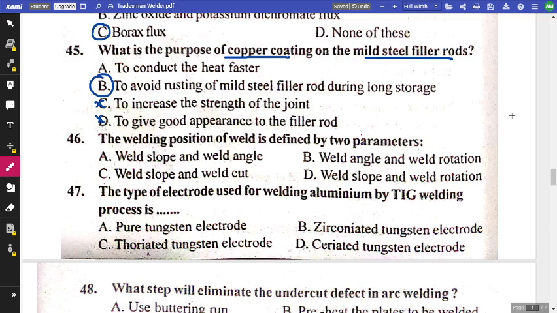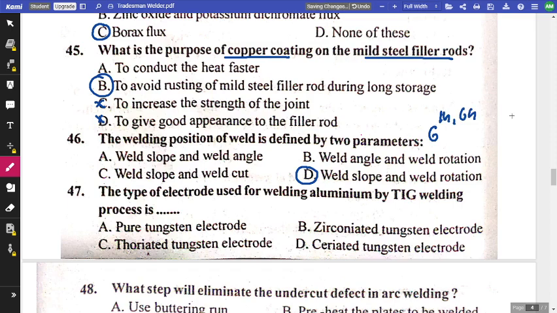The welding position of the weld is defined by two parameters. Options: weld slope and weld angle, weld rotation, weld slope and weld cut, weld slope and weld rotation. It is given by the weld slope and the weld rotation. We have 6 different positions for welding, starting from 1G to 6G.